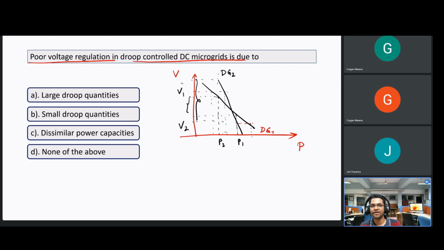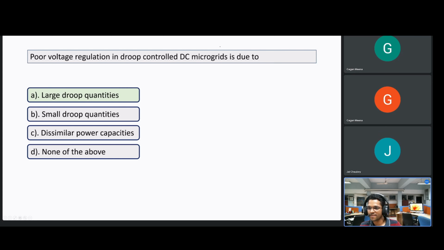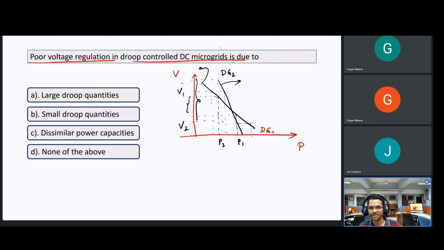So large droop, this is having droop, the droop for this is more. So large droop will cause a large change, so poor voltage regulation. Correct? Yes, correct.